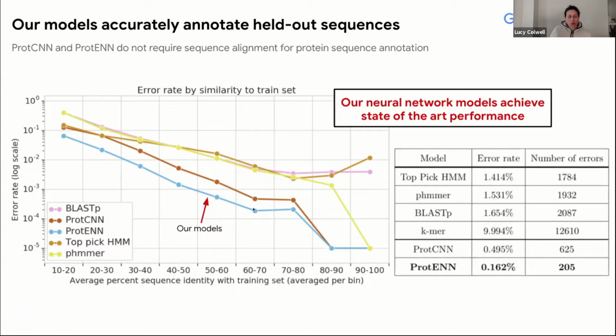You can see that all the models perform better for sequences that are close to the training data, but the ensemble of neural networks does particularly well. And we basically reduce the number of errors by, roughly speaking, a factor of 10 over the HMM-based, alignment-based top pick approach. And so we were excited by that. We felt that it meant that the neural networks were really learning something different.